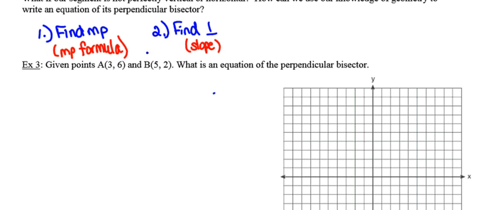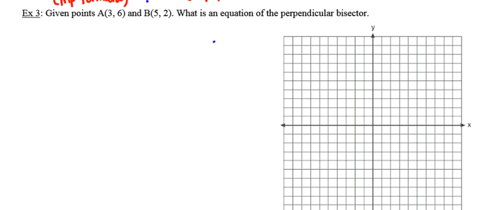So for number 3, this one too, I'm going to go ahead and plot these points. Point A has coordinates 3, 6. So there's point A. Point B has coordinates 5, 2. There's point B. So now there is my line segment AB. And again, if I follow the same steps that I followed before, I know that I need to find the midpoint. And in looking at the picture, I'm thinking the midpoint is right there with coordinates 4, 4. But I am going to use my midpoint formula to verify that.